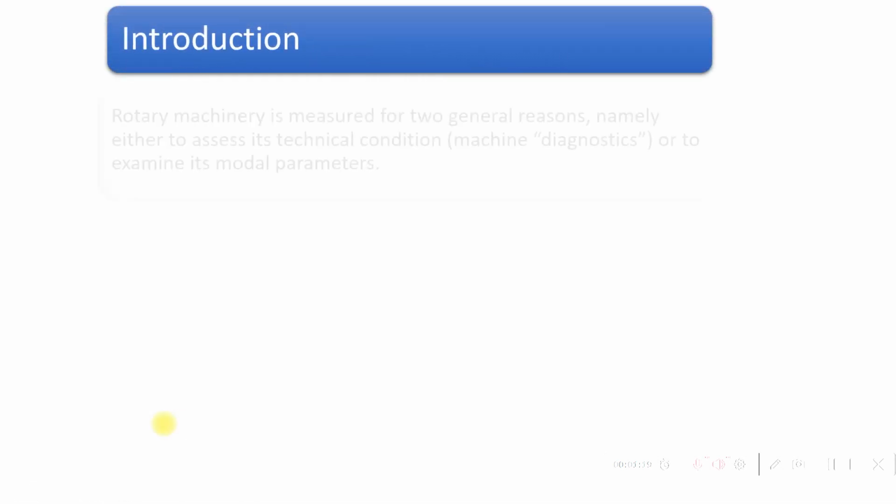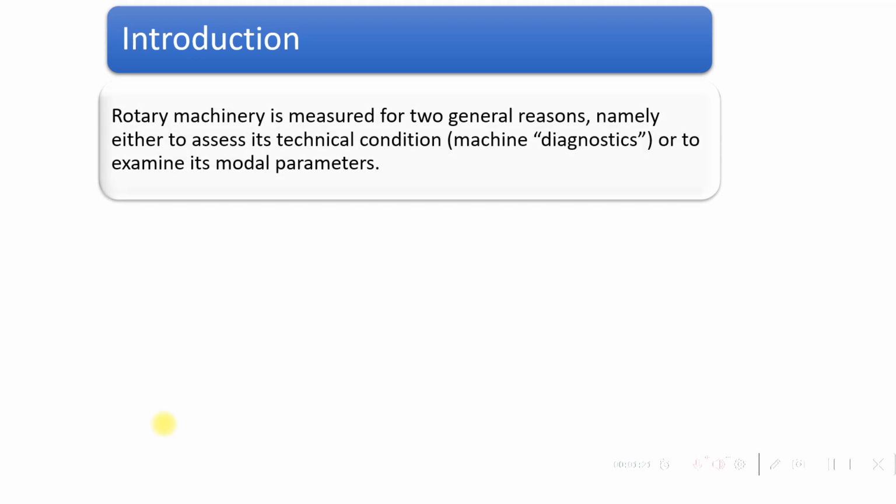Okay, so first, the introduction. A rotary machine is measured for two general reasons. That is, namely, either to assess its technical condition. So whether the machine is working properly, or whether the machine is in good, accurate condition, or whether the machine is utilizing less power. All of these come under the technical condition, that is, machine diagnostics.